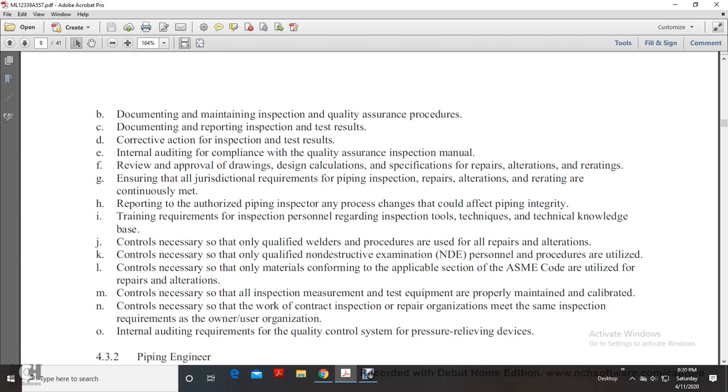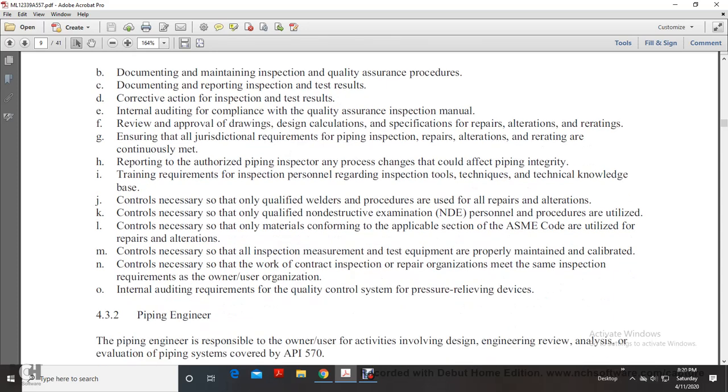Training requirements for inspection personnel regarding inspection tools, specific techniques, and technical knowledge base. Controls necessary so that only qualified welders and procedures are used in repairs and alterations. Controls necessary so only qualified non-destructive examination personnel and procedures are utilized. Controls necessary so that only materials conforming with the applicable sections of the ASME code are utilized for repairs and alterations. Controls necessary so that inspection, measurement, and test equipment are properly maintained and calibrated.